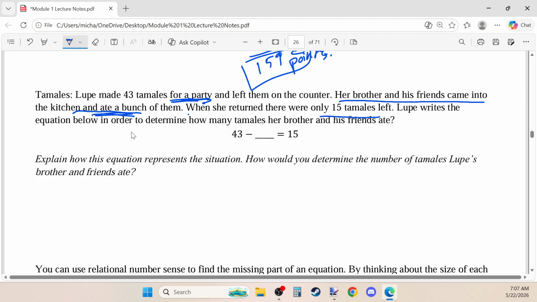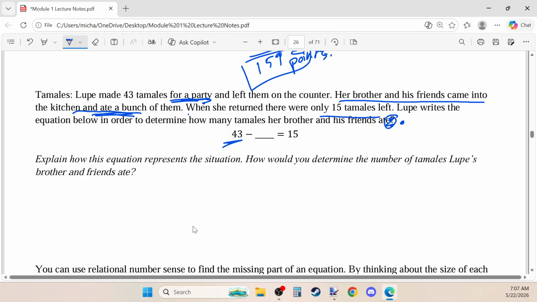Lupe writes the equation in order to determine how many tamales her brother and his friends ate. Why is there a question mark there? There's no question. That should be a period. That's not a question, that's a statement. Explain how this equation represents the situation.